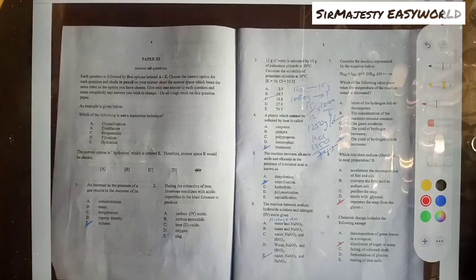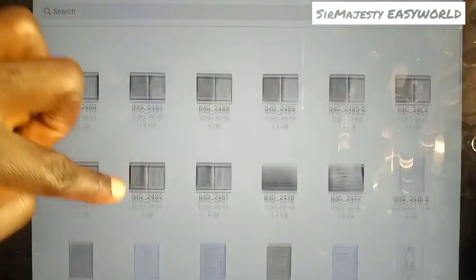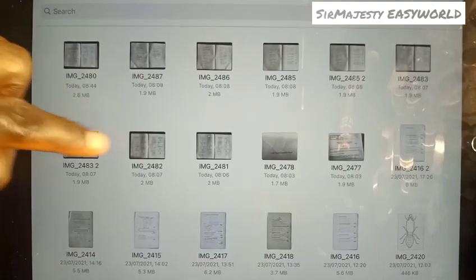Okay, so we take a look at the next question. Go to the next page. Okay, this is question 10. This is probably where we'll continue.